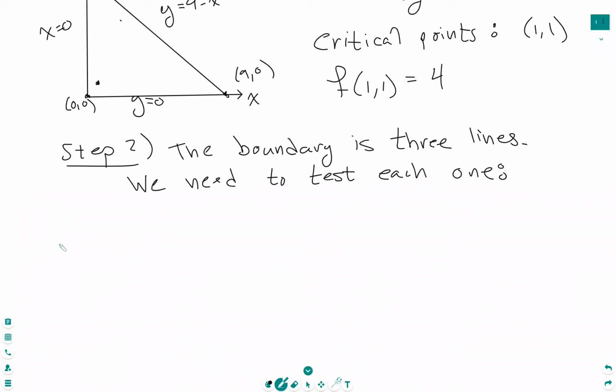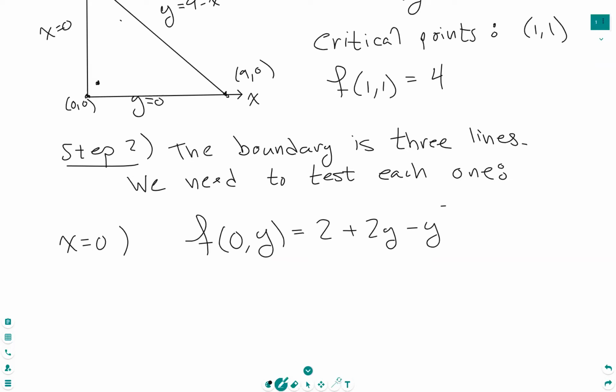We're going to look at the x equals 0 case first. Along this line, x is equal to 0, so I just plug in that relationship. I'm going to plug in 0 for x into my function, and along this curve my function looks like 2 plus 2y minus y squared. So now we have how the function behaves along this line segment.